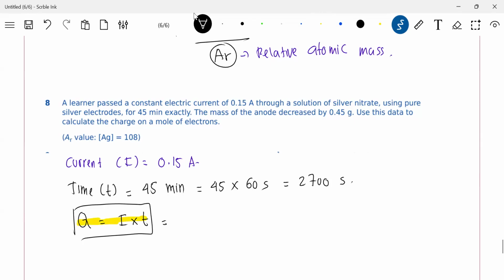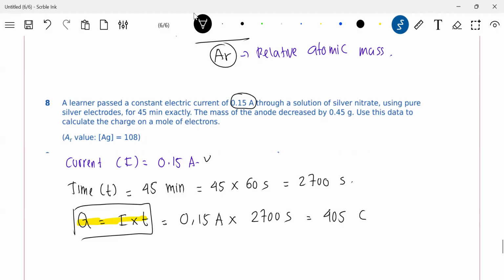So, because we know the current is 0.15 ampere, times 2,700 seconds. You can calculate with your calculators. The result is 405 coulomb. Don't forget, the unit is coulomb. Any questions, Diva? No.